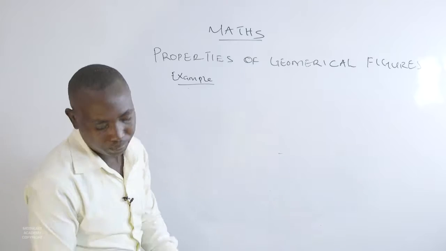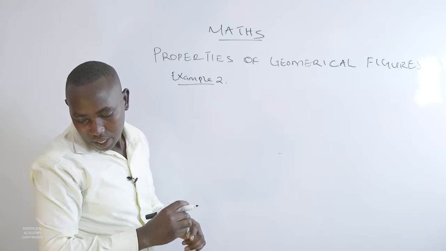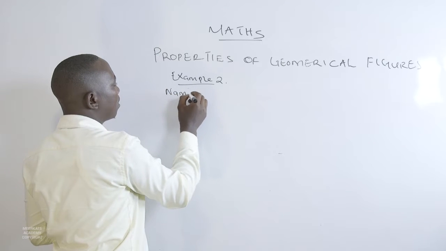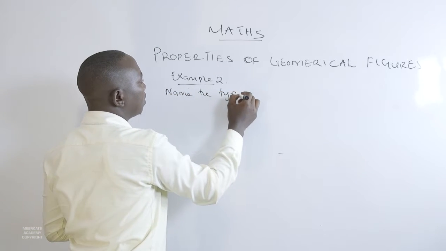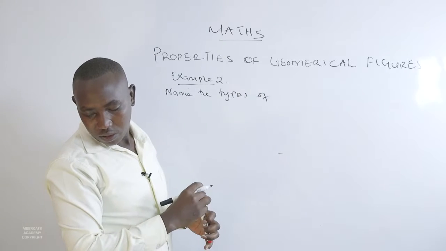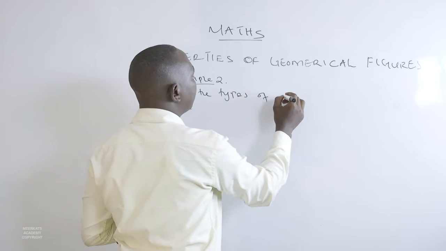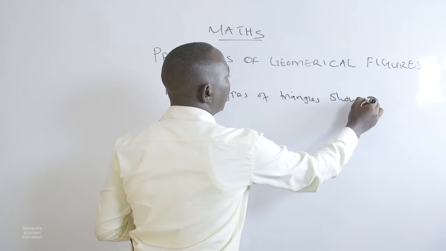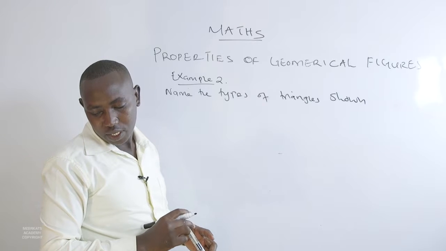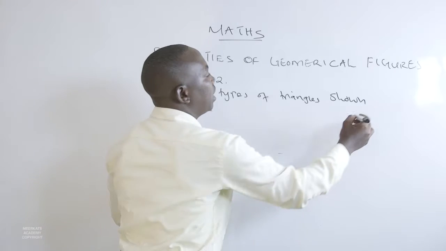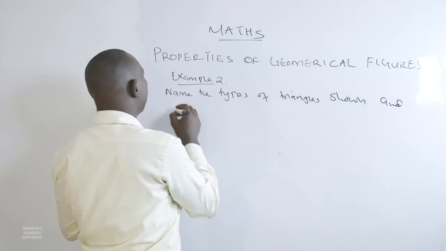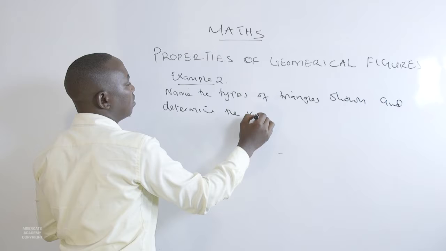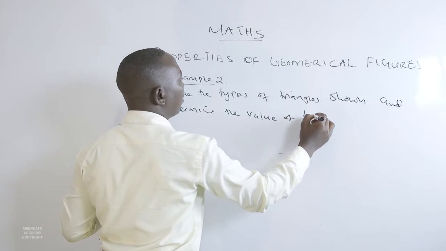Example 2. Name the types of triangles shown and determine the value of the pronumeral.